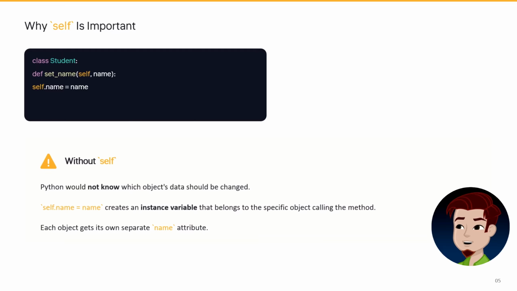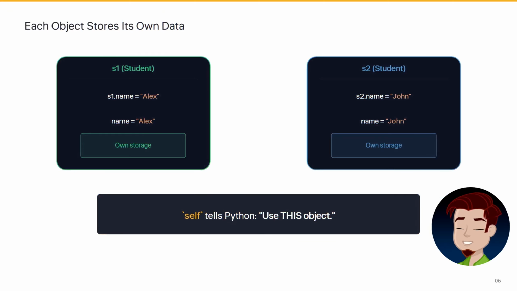Now let's understand why Python even needs self. Look at this. Class Student, def set_name(self, name): self.name = name. Suppose s1.set_name("Alex"), s2.set_name("John"). Each object stores its own separate data, and self tells Python, hey, modify this object's data. Without self, Python would have absolutely no idea which object's data should be updated.